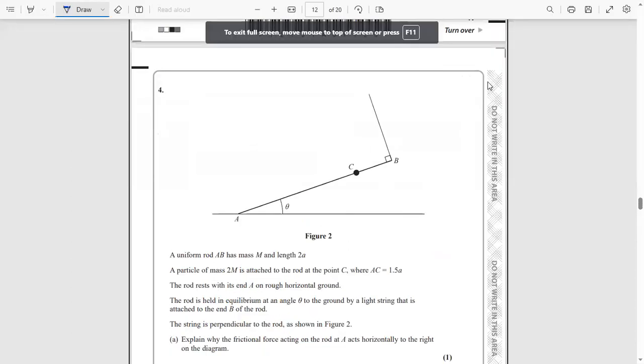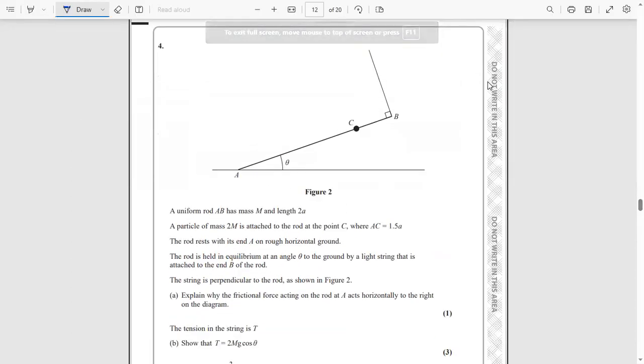With this question, as soon as I see information about a mass and a length and weights, I just want to add some forces to my diagram so I can visualize what's going on. So we've got a uniform rod AB, and this rod has got a mass M. The way this works is that you take the mass to be at the center of mass. That's what we assume in these questions. We assume that a rod has its center of mass bang in the middle there. So we're going to take the center of mass there, and we've got a weight going down.